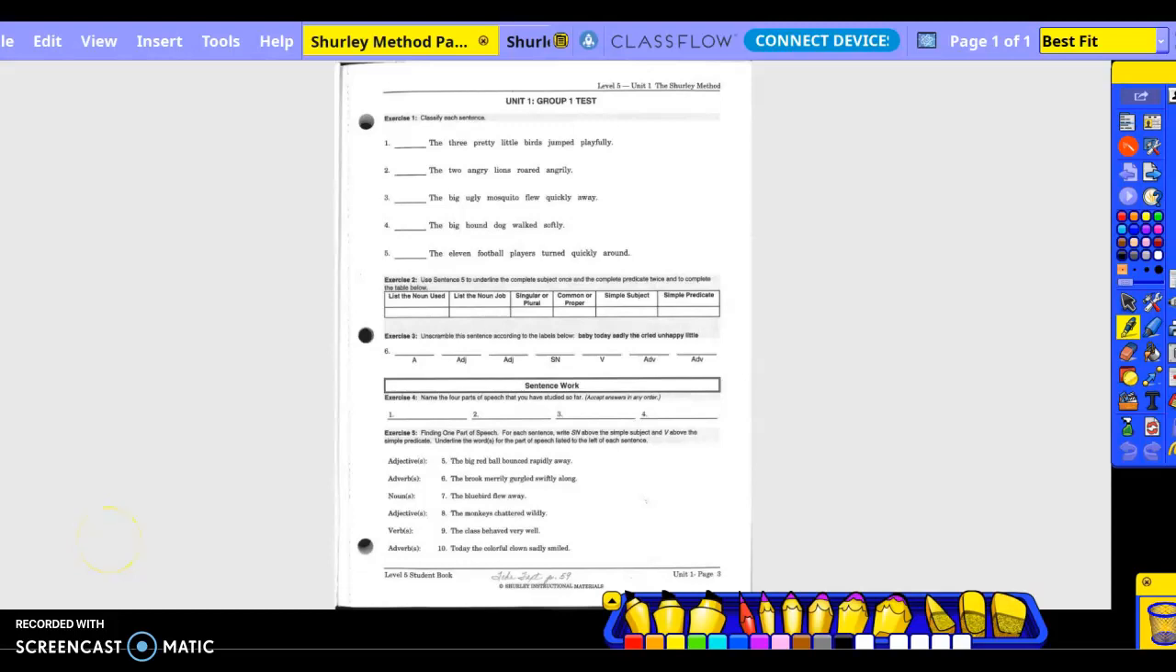Page 3. This will be recording part 1. So, exercise 1, classify each sentence. Okay, so our first sentence: The 3 pretty little birds jumped playfully. What jumped playfully? Bird. Subject, noun.